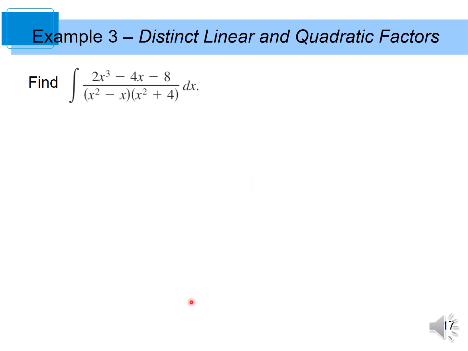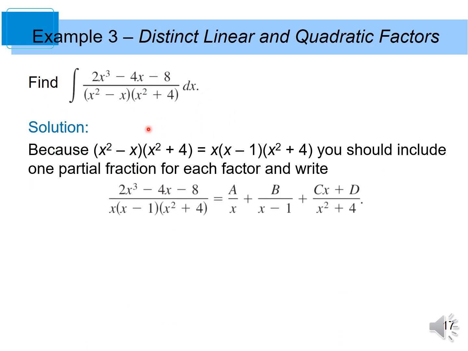Look at this example. Let's say we have this question. Look at the denominator, where the first factor can still be factorized. For x squared minus x, we can factor out the x, so we have x times (x minus 1). And then x squared plus 4 is an irreducible quadratic factor.